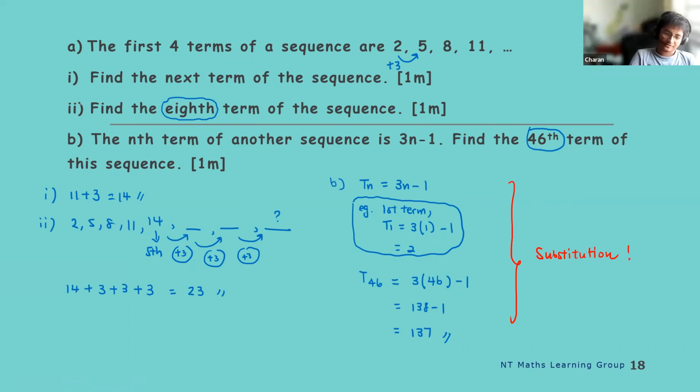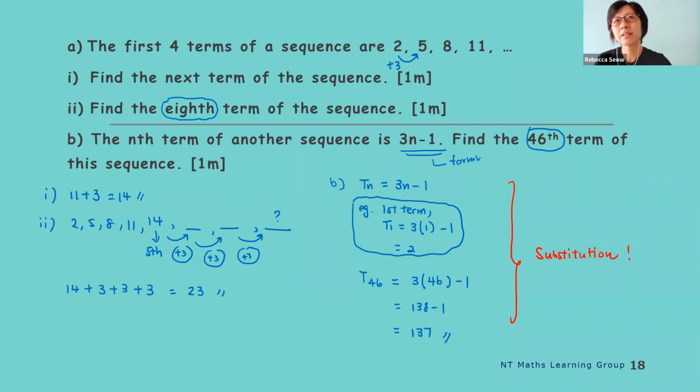I have a question from just now. I made the formula, right? Can I use it over here? For B, you can't use the formula because it already gave you, this is the formula. You can use it for A, part 1 and part 2, but not for B.